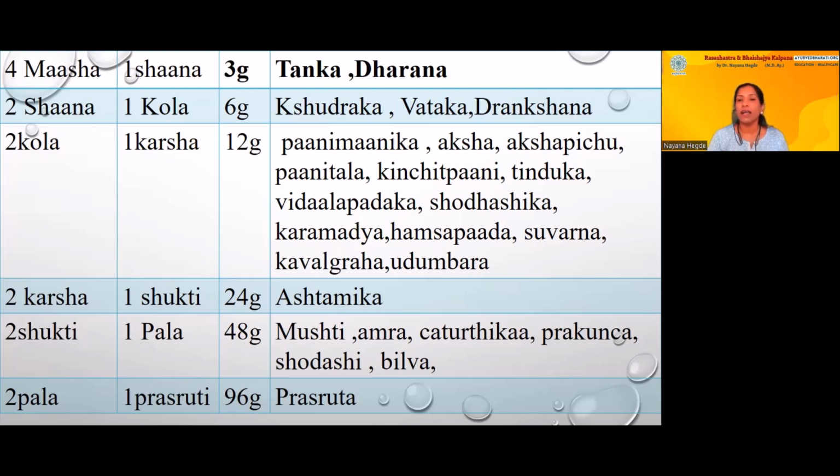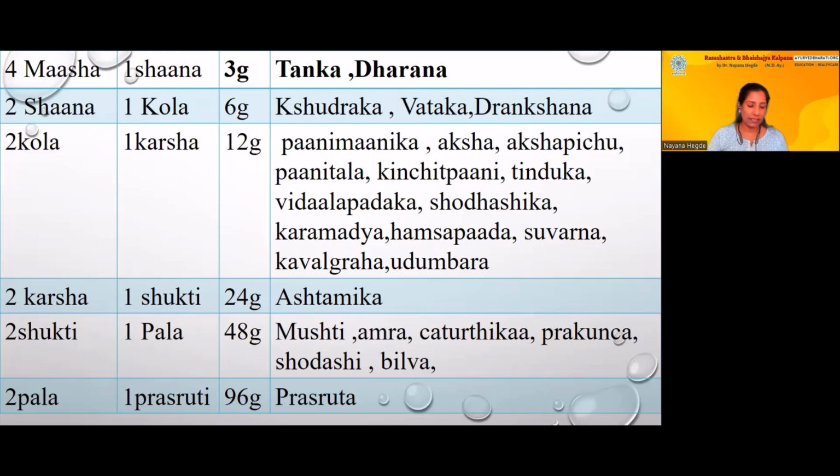Next is Aksha. Aksha is Vibhitaki Phala, the weight of Vibhitaki Phala. Aksha Pichu is also the same. Next they have given Panitala, that which can be held by the palm. Next is Kinchit Pani, once again held by the palm. Tinduka, the weight of the Tinduka Phala. Vidala Padaka, they have given Anguli Trayam Grahyam Churna Dravyam: how much churna we can hold when 3 fingers are together, that much is the weight of 1 karsha.